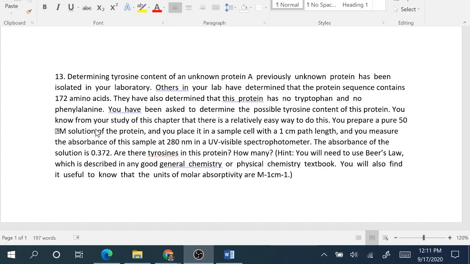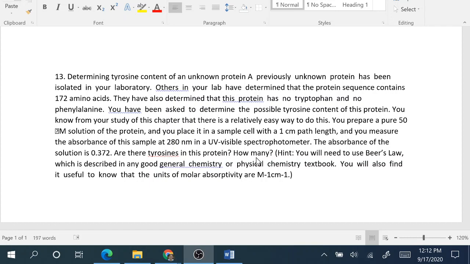You prepare a pure 50 micromolar, not nanomolar, solution of the protein, and you place it in a sample cell with a 1 centimeter path length. And you measure the absorbance of this sample at 280 nanometers in a UV-vis spectrometer. The absorbance of the solution is 0.372. Are there tyrosines in the protein?